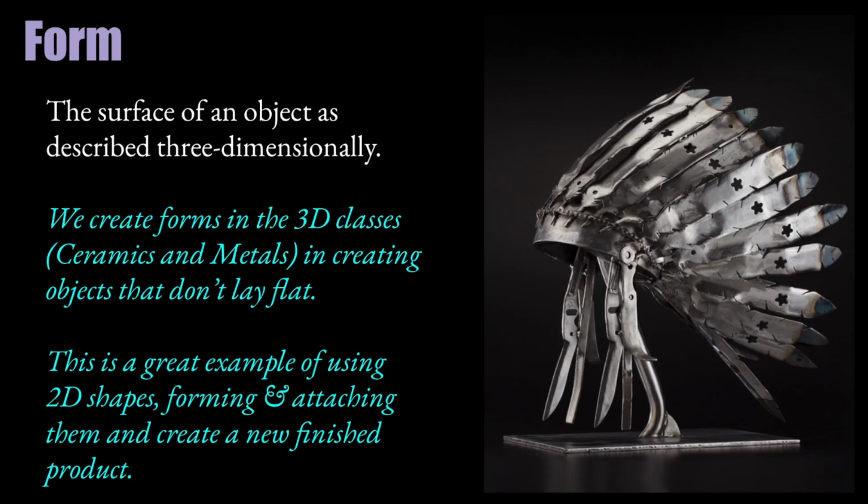Form is the surface of an object as described three-dimensionally. The image on the right is a great example of someone using flat metal shapes that have been formed and then connected together to create the headdress that you see.